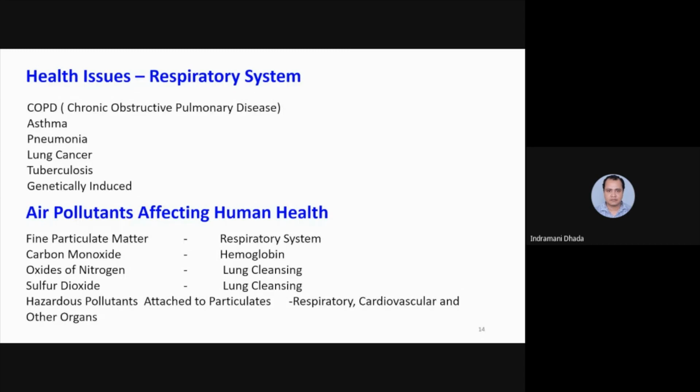Anyone, what happens to our body if we are inhaling carbon monoxide?